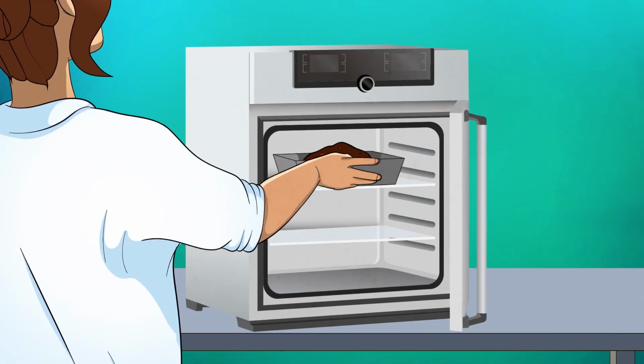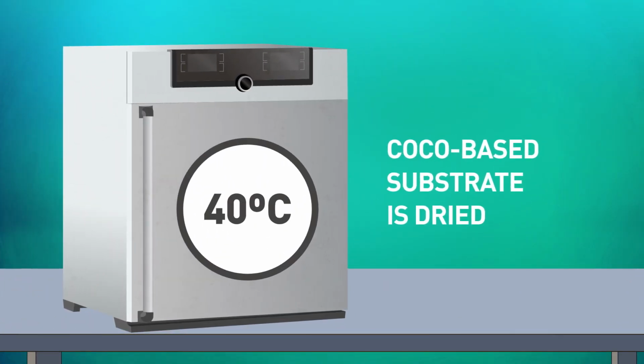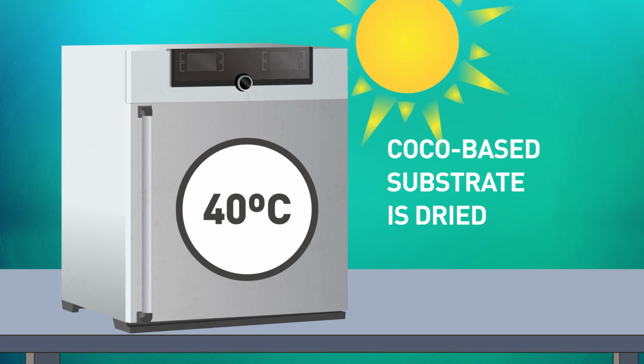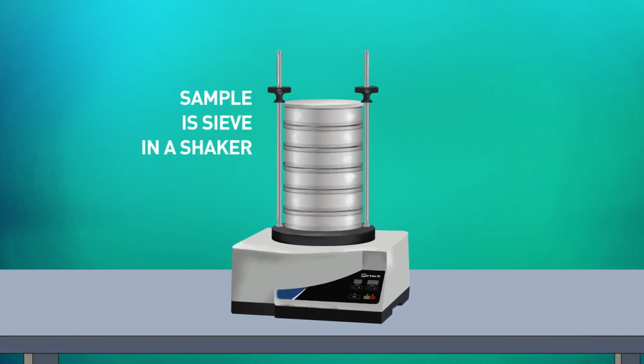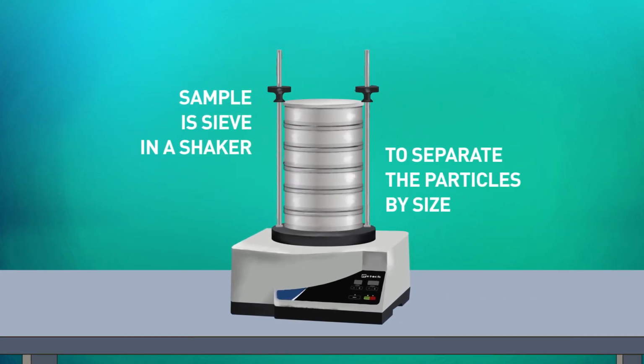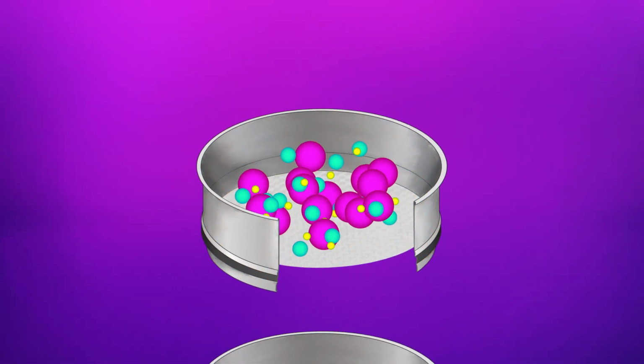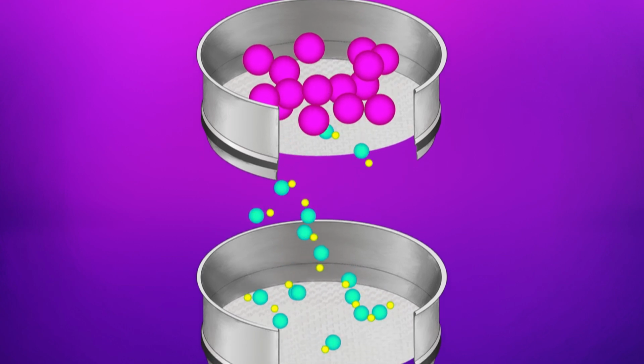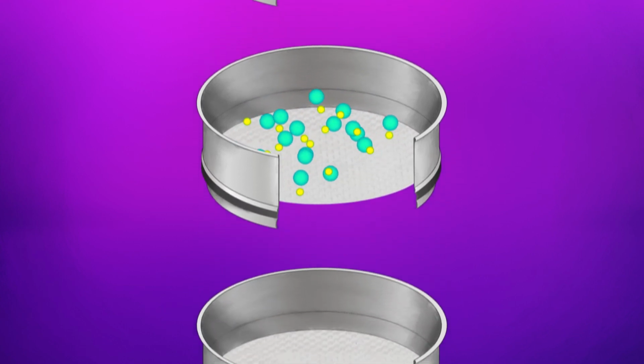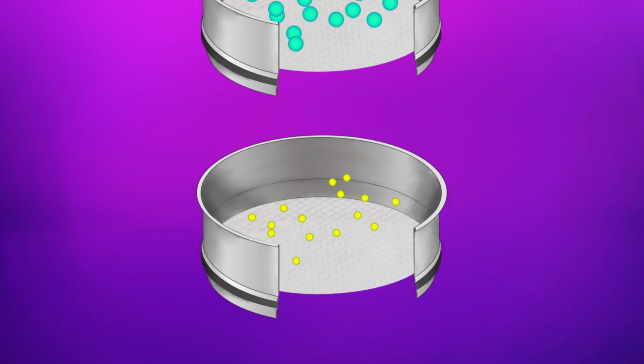First, a sample of the cocoa-based substrate is dried thoroughly for several days. Then, the sample is sieved in a shaker to separate the particles of the sample according to their size. The sieves act as strainers, so particles larger than the sieve will remain on it while the smaller particles will pass to the next level.